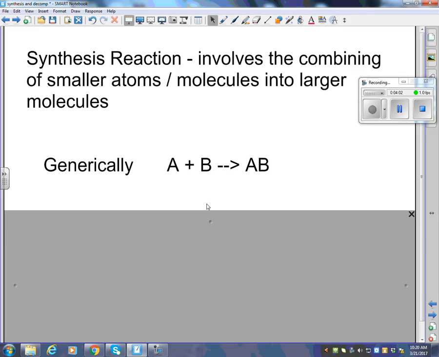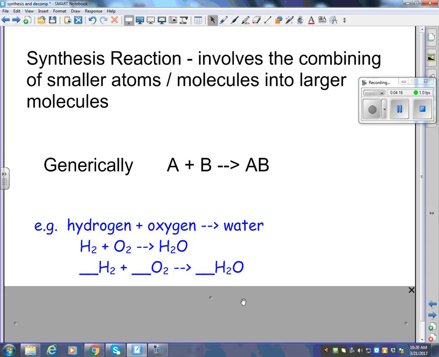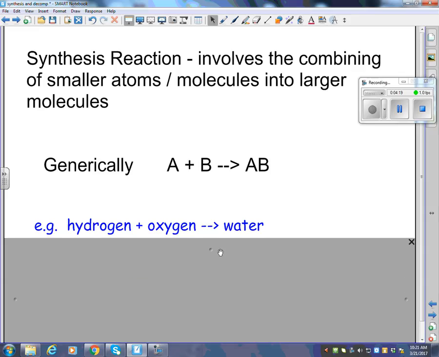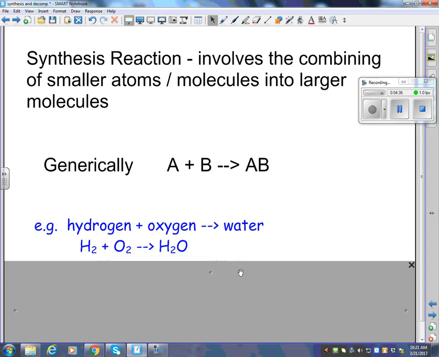Generically, from a formula standpoint, you'd have A plus B gives you AB, right? A plus B gives you AB. This is a word equation, I guess. Okay? Here's a good example. Hydrogen plus oxygen gives you water, right? Or, I guess technically, hydrogen oxide. Right? So in the equation format, H2 plus O2, remember oxygen is one of the diatomic gases, gives you H2O.